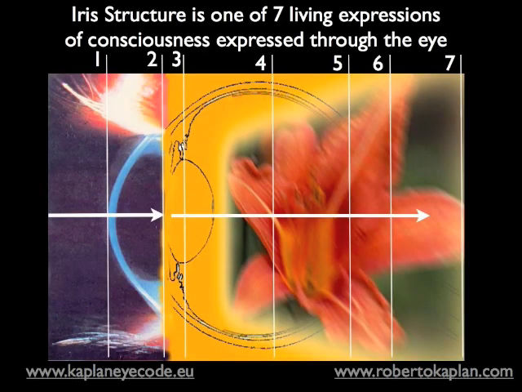The eye is only processing the light, information. Each layer, the iris, for example, over here, is only one of the 7 living expressions of consciousness that is expressed through the eye. There are 6 others that we have to consider.